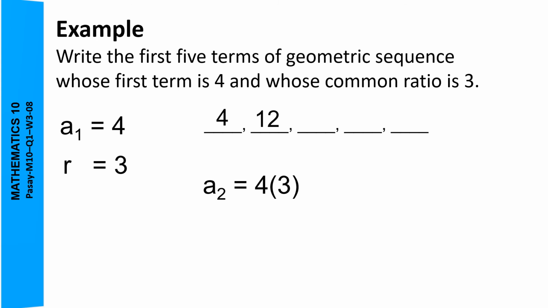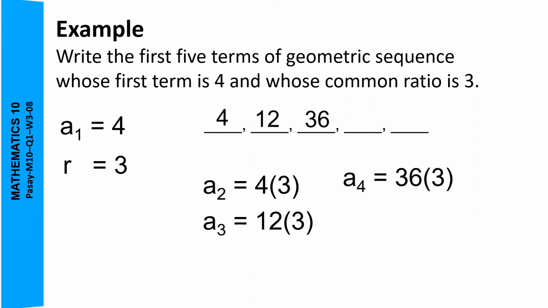To determine the third term, a sub 3 is equal to 12 times 3 equals 36. And the fourth term, a sub 4, equals 36 times 3, and the answer is 108. And the fifth term, a sub 5, equals 108 times 3, which is equal to 324. The first 5 terms of the geometric sequence whose first term is 4 and whose common ratio is 3 are 4, 12, 36, 108, and 324.